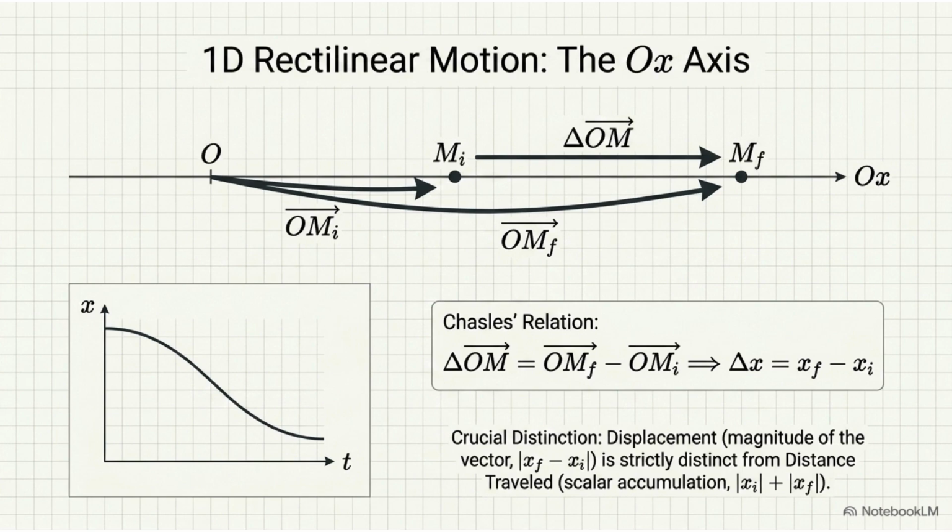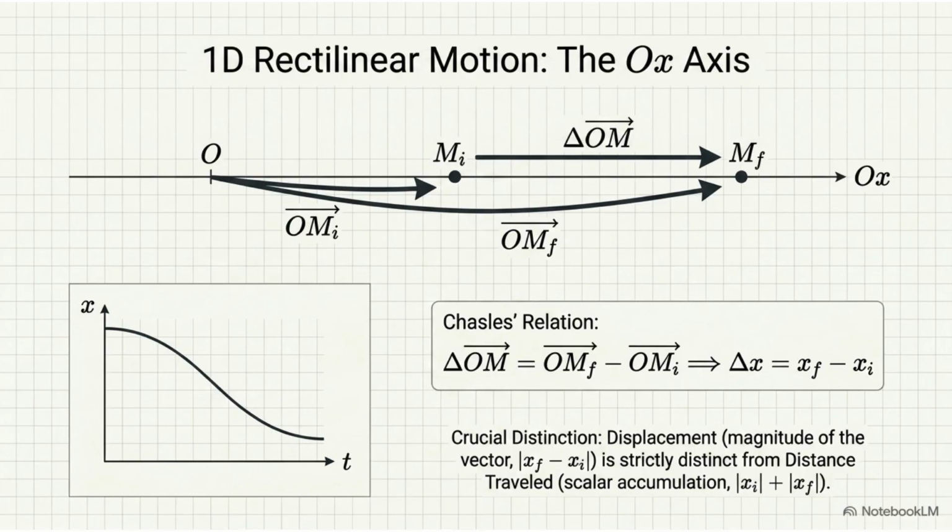As time passes, this coordinate changes continuously. Therefore, we write x equals x of t. This expression tells us that the position depends on time. If the particle moves toward the positive direction of the axis, the coordinate x increases. If it moves toward the negative direction, the coordinate decreases.